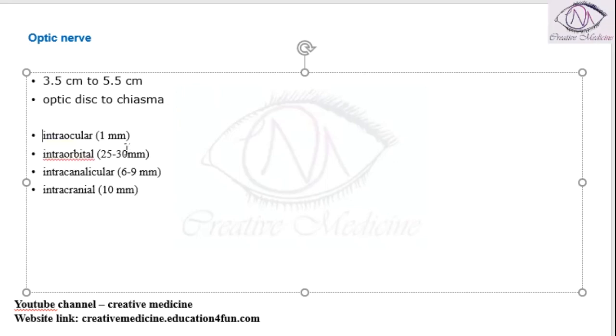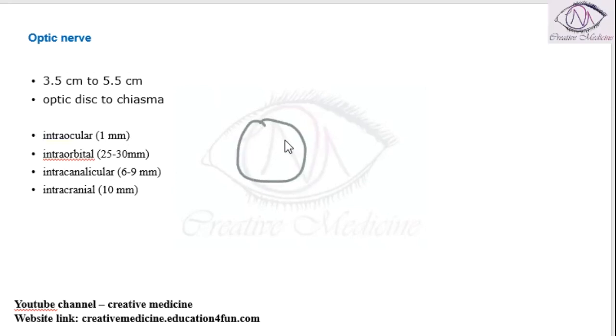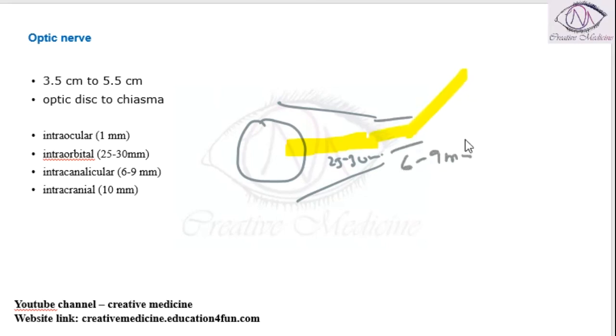Intraocular part which occupies 1 millimeter, intraorbital part which occupies, this is in the orbit, which is 25 to 30 millimeters, and then we have intracanalicular part which is around 6 to 9 millimeters, and we have intracranial part which is 10 millimeters. So this is optic nerve parts.